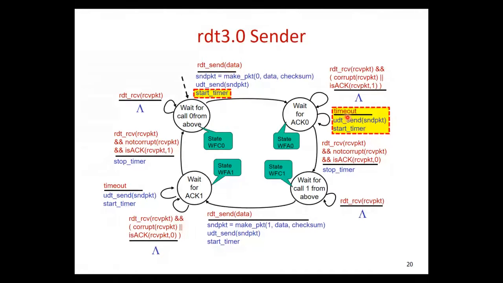UDT send packet. This same packet. So this is a retransmission. And start the timer again because there's no guarantee that this retransmission will be successful. So we may have to retransmit upon timeout multiple times. Okay, so start timer again. And then it could be that we time out again, right? So we may need to do this multiple times. Retransmit, timeout, retransmit, and so on.